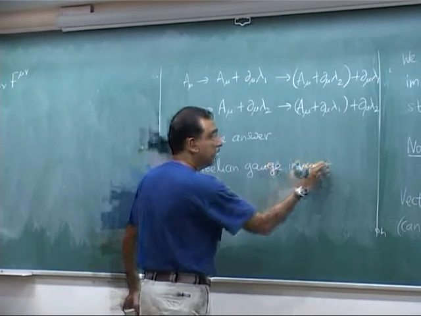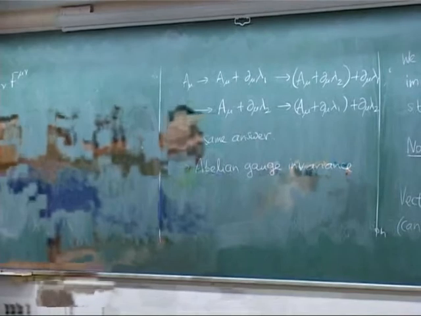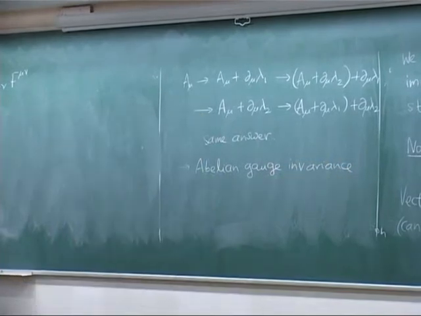And for the rest of today, it's the only case that we are going to study. In fact, for the next 3 lectures, we are only going to study this case. So the Maxwell equation system has abelian gauge invariance. Okay.